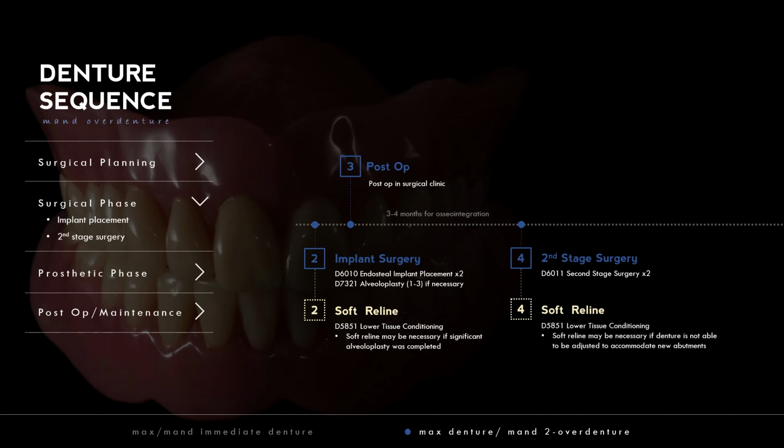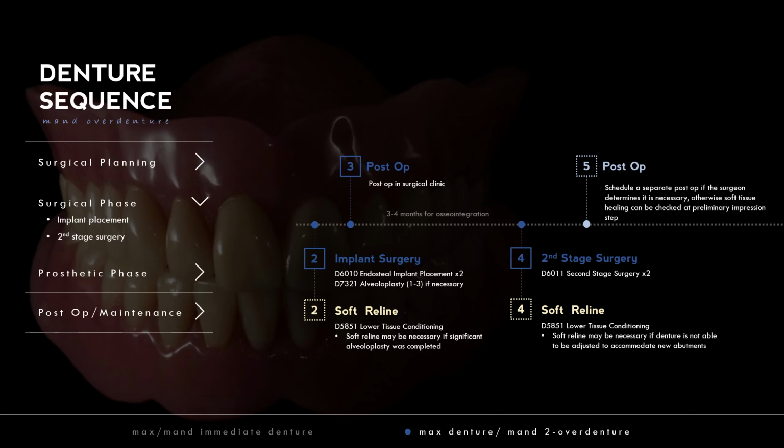And sometimes, not very often, there's times where the healing abutments really interfere with the denture and an additional reline may be needed to make that denture fit. And then we'll leave it up to the surgeon depending on how that second stage surgery went. Sometimes an additional post-op visit is needed. If not, you can just wait until the preliminary impression to take a look at the soft tissue healing.